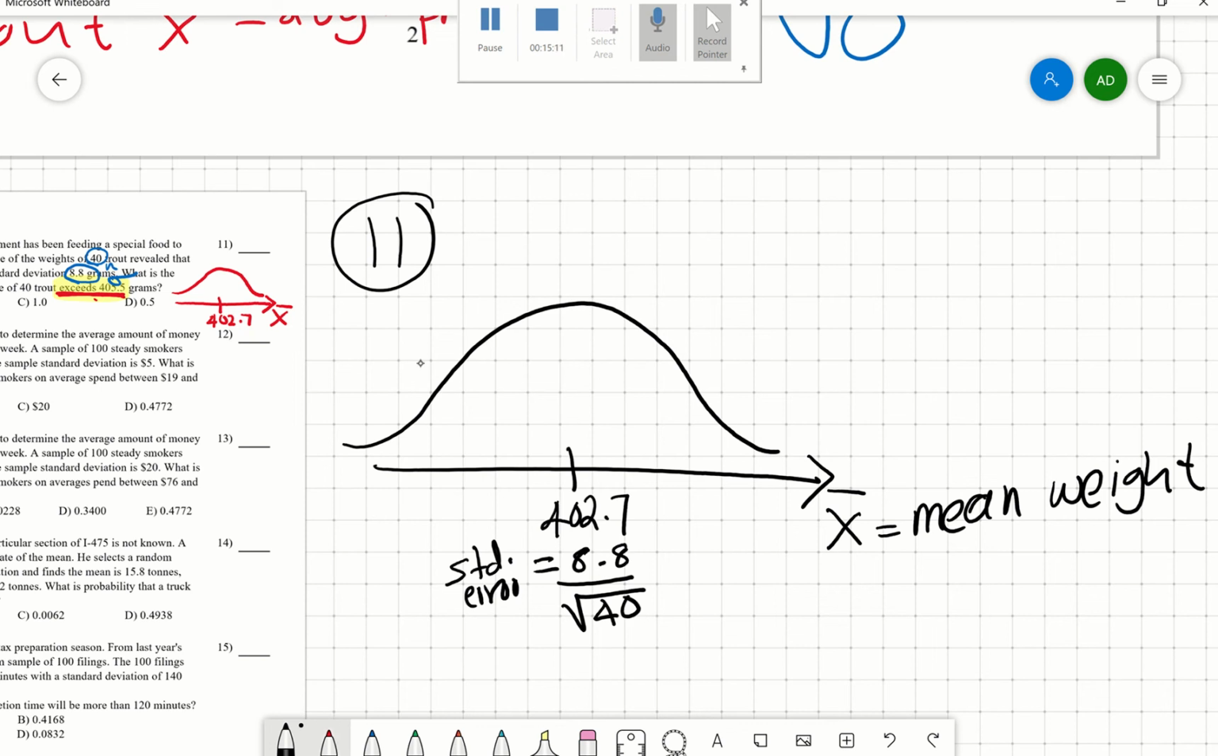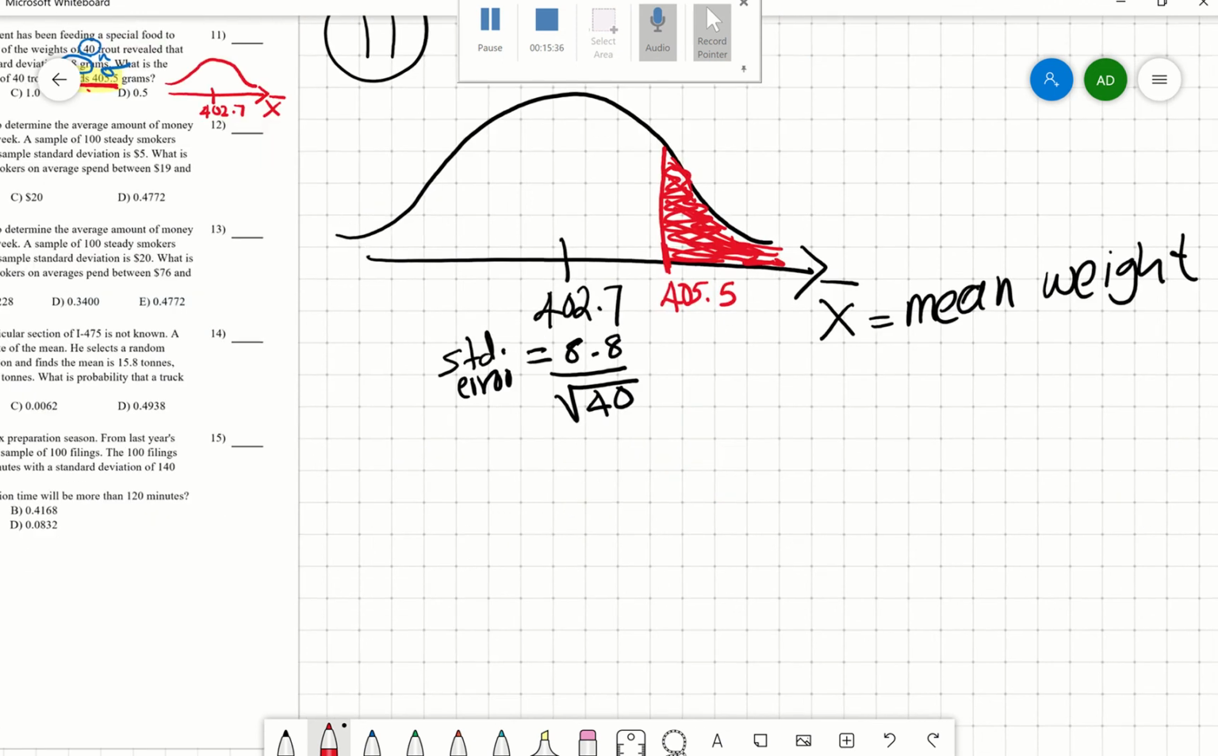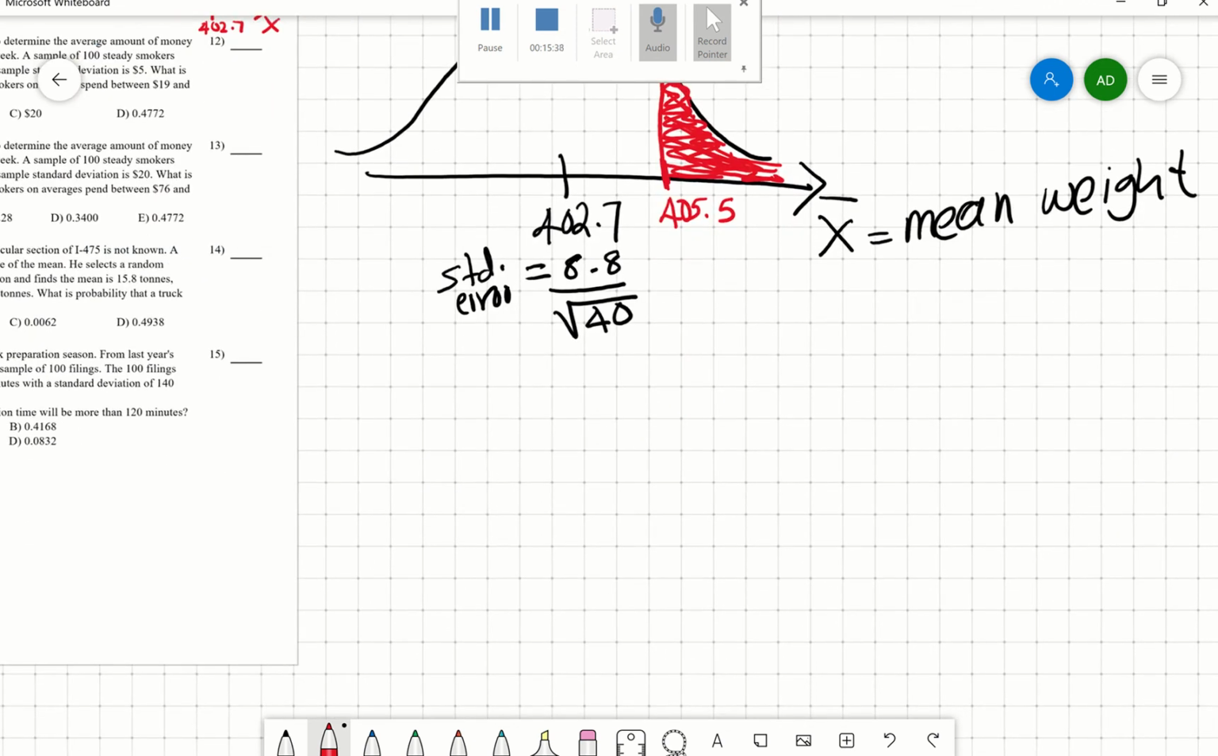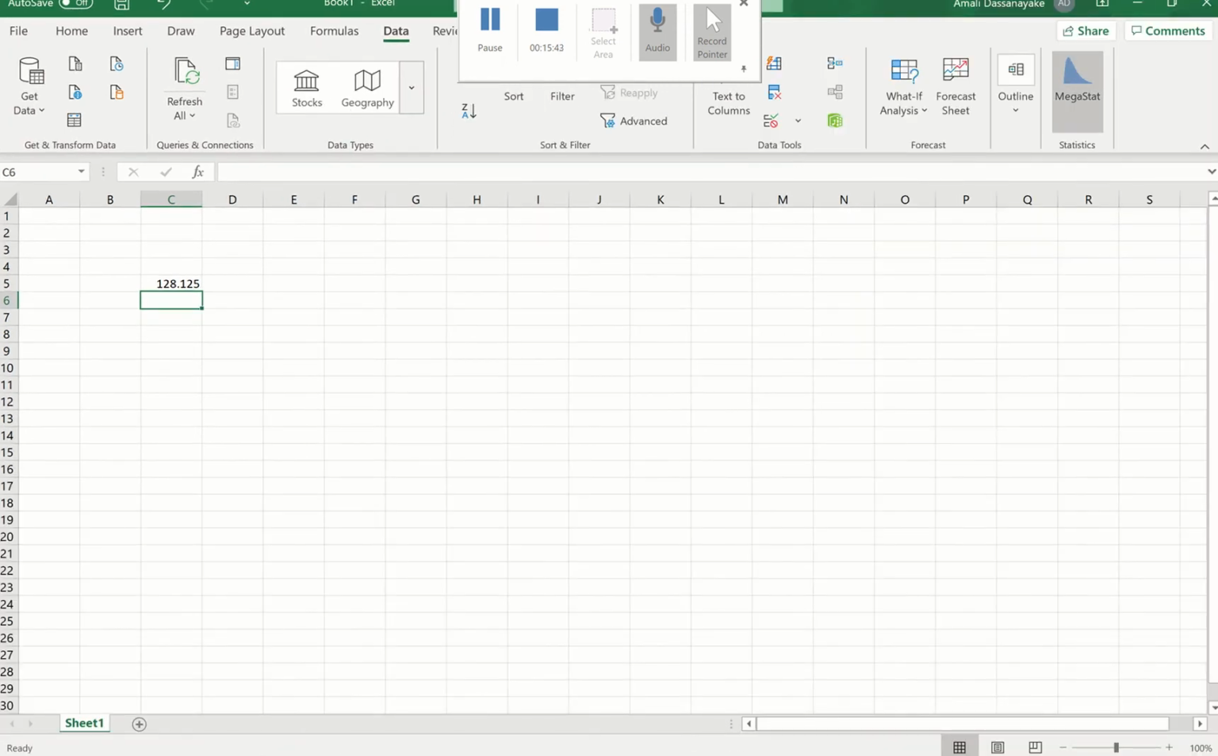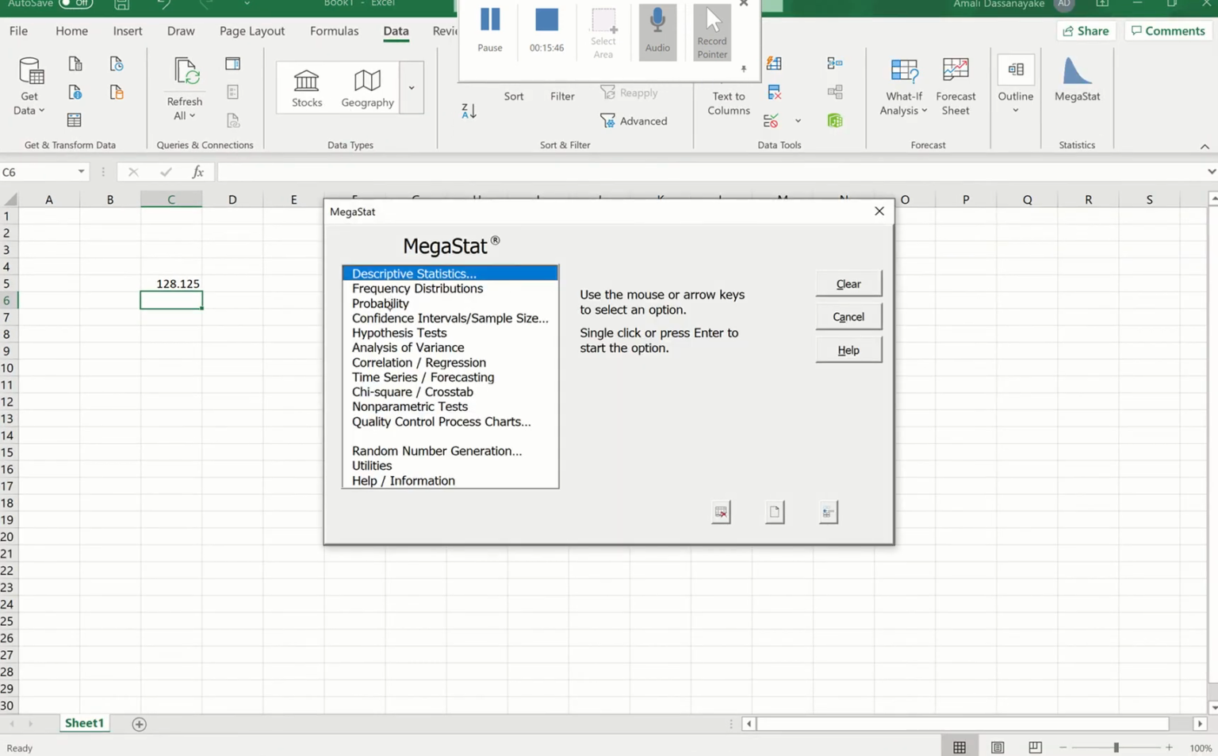Okay, and we want to know what's the probability that if you select samples of 40, the average would be more than 405.5? So exceeds, average exceeds means area to the right. So in MegaStat, you're reading the probability upper. Okay, so you go to MegaStat. I'm going to go to MegaStat now. Okay, and you fill it out.